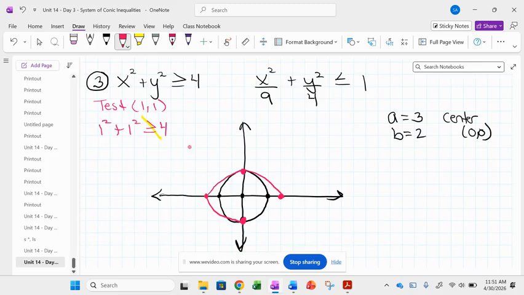So it looks, like I said, this is just a rough sketch. It's not perfect, but it looks something like that.